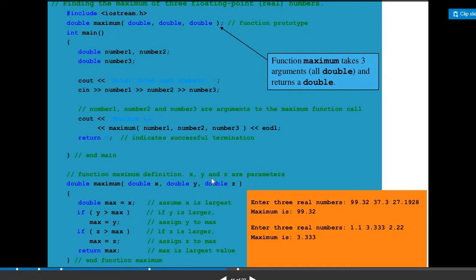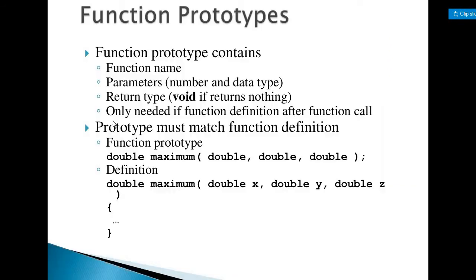Now the function definition. If we see double max equal to x, assume x is the largest. If y is greater than max, then max equal to y, and if z is greater than max, then max equal to z. Return max. So here we calculate the maximum and we call it here. This way you can define functions.